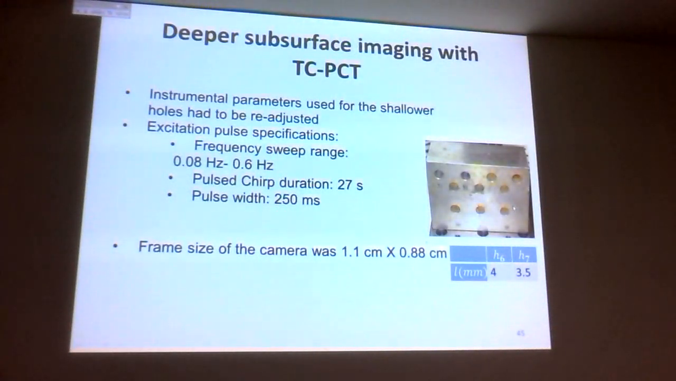So what we did was we said, okay, let's look at some deeper subsurface imaging. So we created holes at 3.5 and 4 millimeters, and we used a frequency sweep. Of course, you have to adjust it. So now this became 0.08 hertz, because you have to be able to see deep, up to 0.6 hertz. So you have 27 seconds, a fairly long time in order to allow for the heat to go, but at least you want to be able to see it.